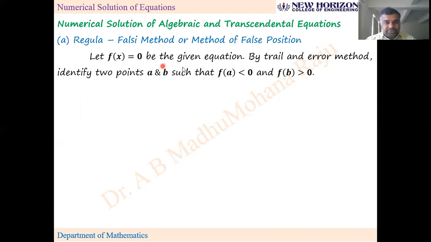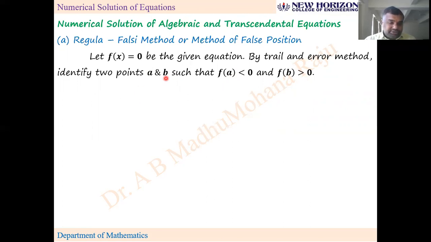Let f of x equal to 0 be the given equation. By trial and error method, identify two points a and b such that f of a less than 0 and f of b greater than 0. We have to identify two values by trial and error method in such a way that at one point, the function value should be negative, and at another point, the function value should be positive, which means that the root of the given equation lies in between the a and b values.